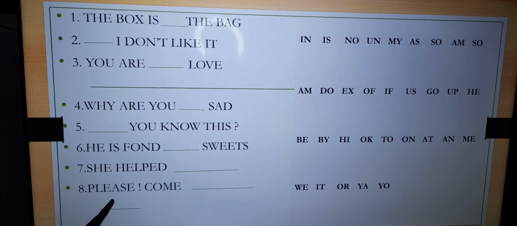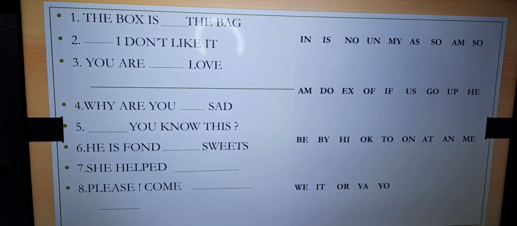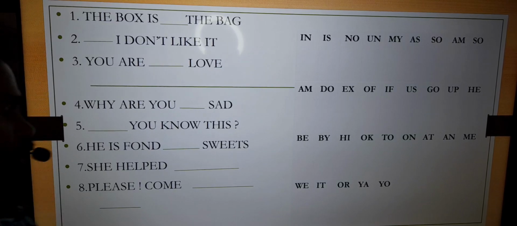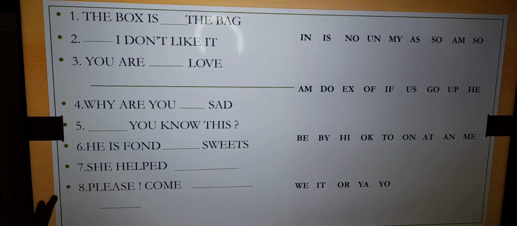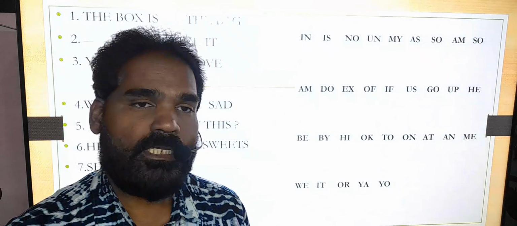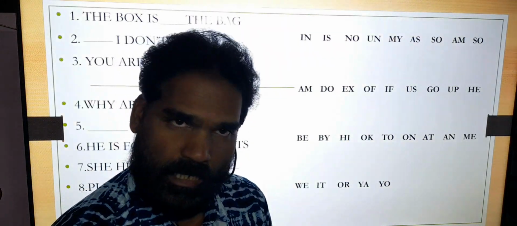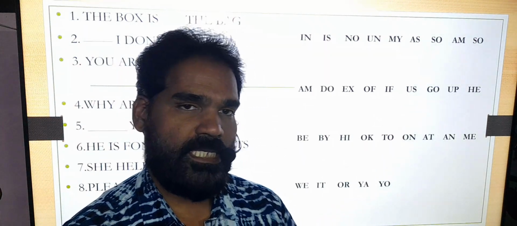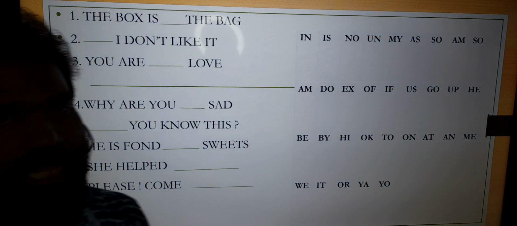Here we have, please come dash. So what do we fit in this dash? Please come. For example, you put this, up. If you pick up this word, UP, and fit it here, it will be perfect. Please come up. Okay. If you're already up and somebody is down, and if you want to tell them to come, you can say it this way. Please come up. So UP is a two-lettered perfect word fitting in this dash.